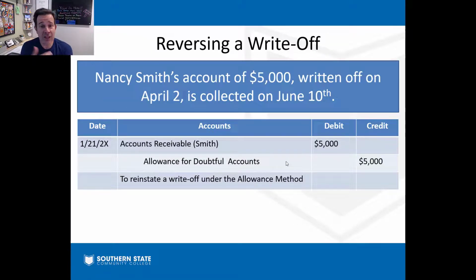Reversing a write-off: if that customer somehow becomes a zombie and they pay us back after we wrote them off and left them for dead. Nancy Smith has an account of $5,000 written off on April 2nd. It's collected on June 10th. We'd put it back into receivables and we'd have to throw it back into the allowance account. All right? So we reallow for it not to be collected. And if you think about what we're doing here with the allowance method, you'll notice we're using that allowance account. Didn't see that in the direct write-off method.